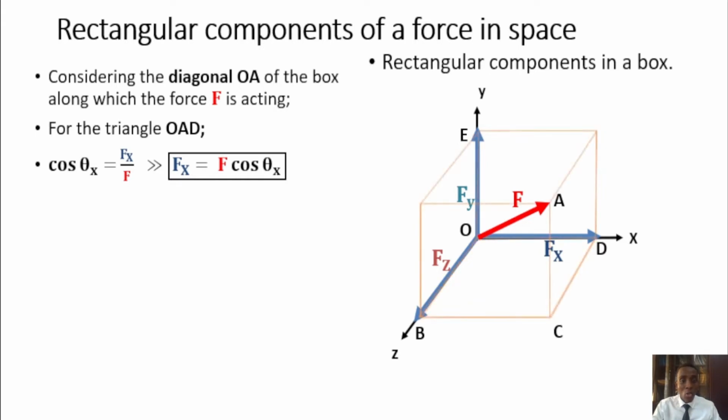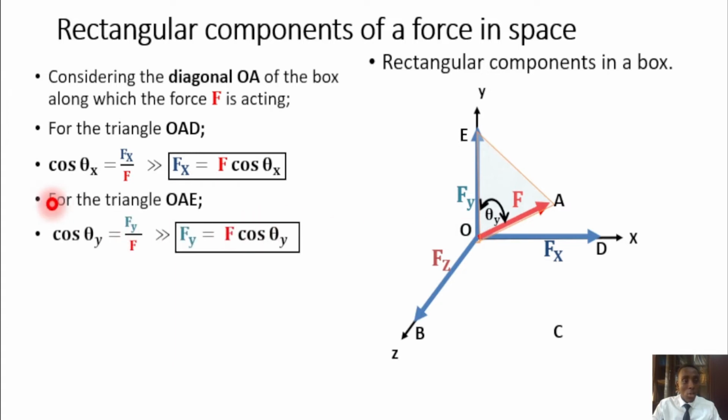Now I'll go back and do the same for the y direction, cutting it again. Now you can see that cos theta y is going to be Fy on F. For triangle OAE, I have cos theta y to be Fy on F. And so Fy is going to be F cos theta y.